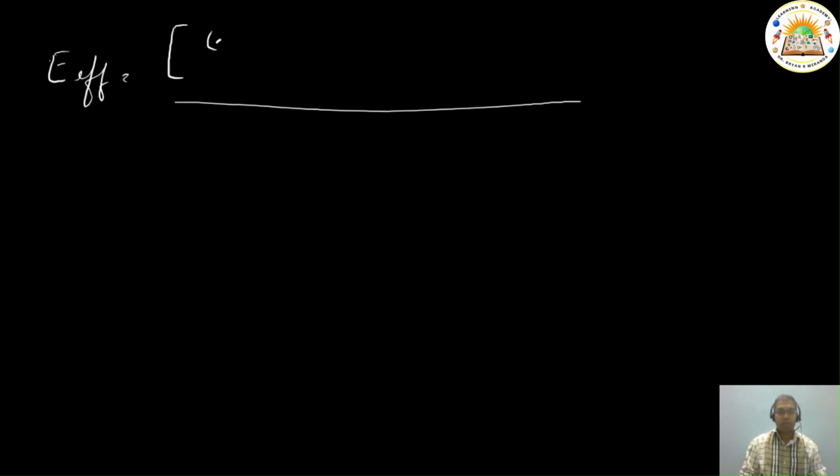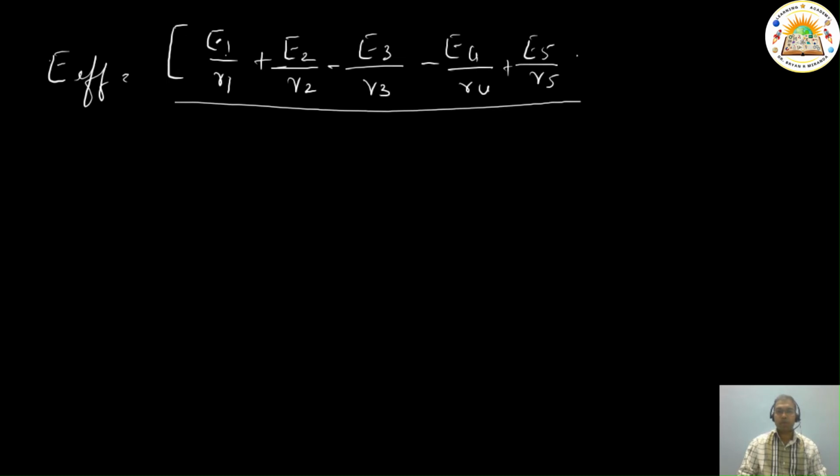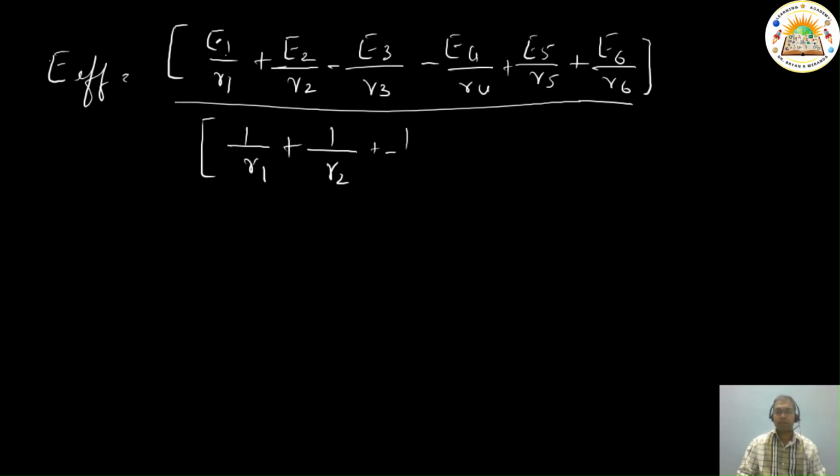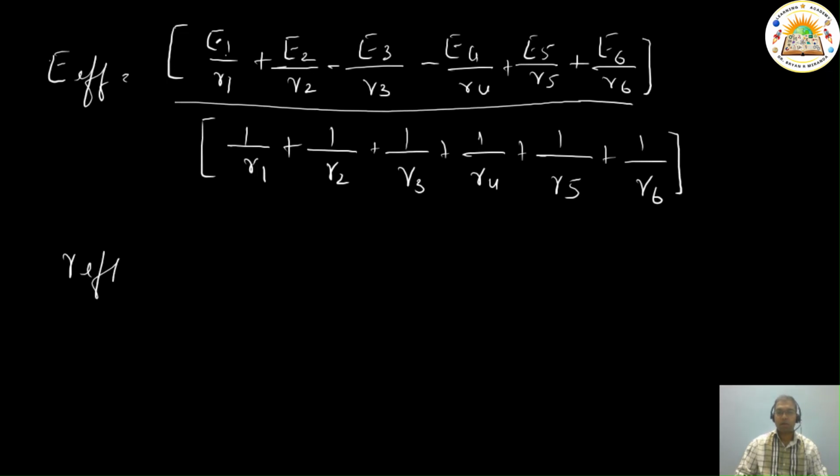If I expand and write, E effective for this circuit can be written as E1 by R1 plus E2 by R2 minus E3 by R3 minus E4 by R4 plus E5 by R5 plus E6 by R6, divided by 1 by R1 plus 1 by R2 plus 1 by R3 plus 1 by R4 plus 1 by R5 plus 1 by R6, since I have taken 6 cells that are there.